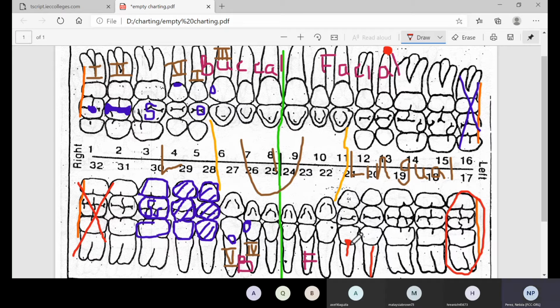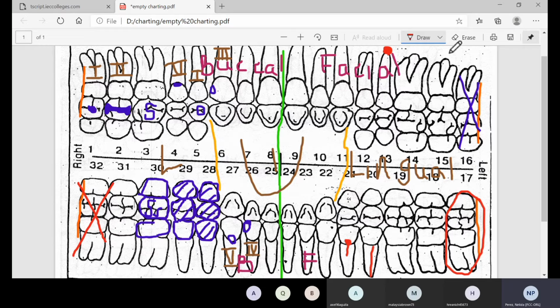Okay, class. So this is a post and core. Okay, so write that down. Post and core. If it's in red, it needs it. If it's in blue, it has it. Now, we only do post and cores after a tooth has had a root canal. You cannot put this in a tooth that did not have a root canal because we would destroy the nerve. So the post and core would only be put again after a root canal. Questions before I move on? Okay, I am moving on to page 197, the top of it.